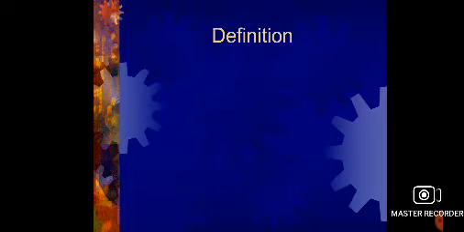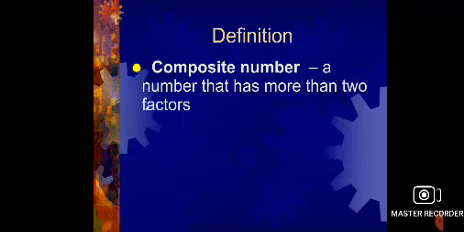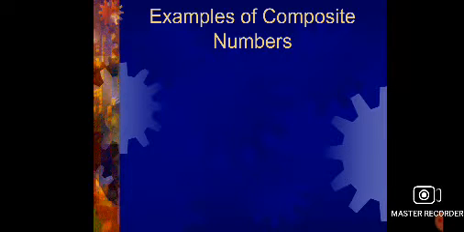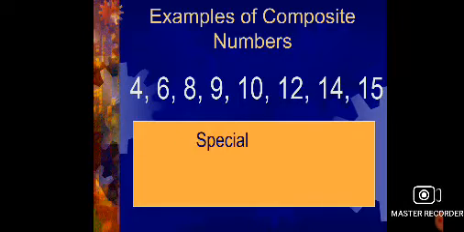Please remember this. Now, what is a composite number? A number that has more than two factors. For example, 8. The factors of 8 are 1, 2, 4, 8. So all these are the factors of 8. Therefore, it is considered a composite number. Any number which has more than two factors, besides 1 and itself, is referred to as a composite number. For example, 4, 6, 8, 9, 10, 12, 14, 15, and on and on.